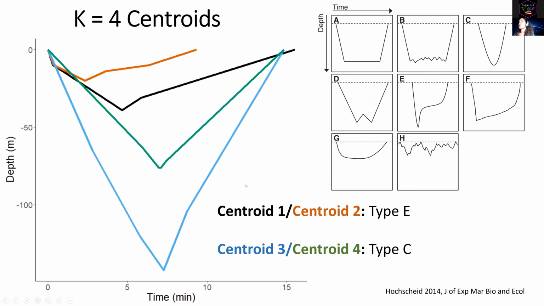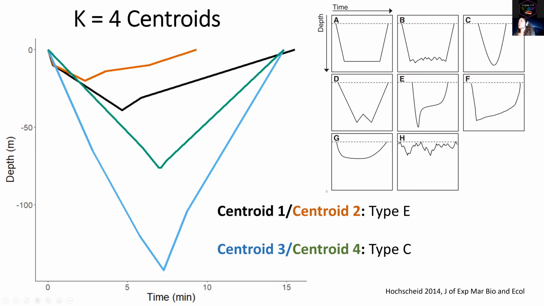So for the K equals 4 centroids, these are my final centroids that it picked out for each one of those clusters. And this is actually really cool because each one of these centroids matches a published profile from the literature. The plot here on the top right is from the Hochschild 2014 paper, where they did a review of all the different dive profiles that have been published for different sea turtle species. These were the 8 different profiles published for all sea turtle species, and of these, there are 6 that are known and published for leatherback specifically.